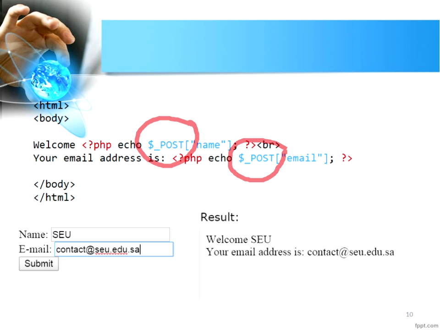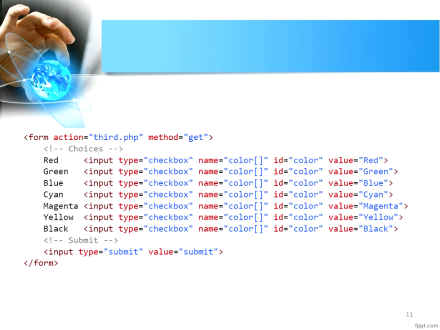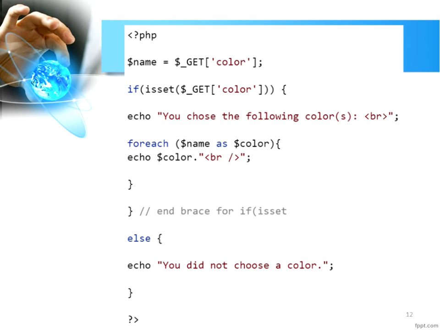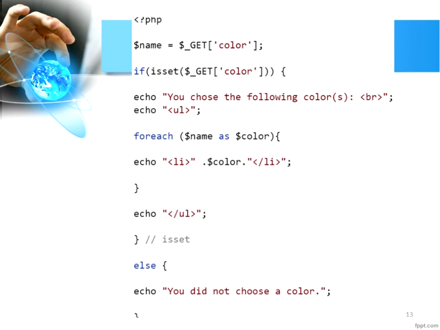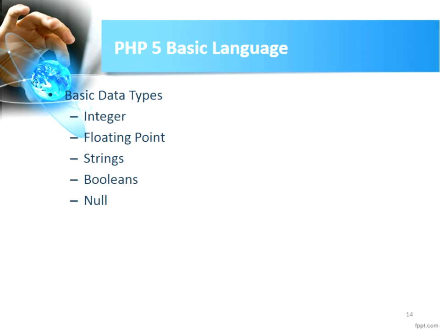Any questions about all the topics covered in the last session? Okay, so let's move to the second examples. We discussed this example last session. Okay, so let's go to basic data types. There are 5 basic data types in PHP 5.